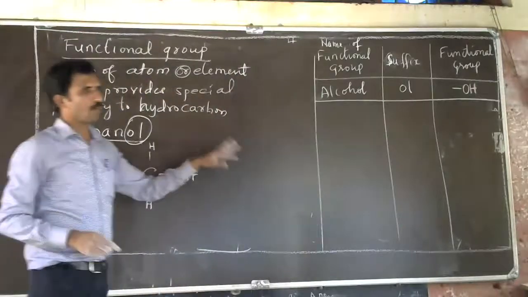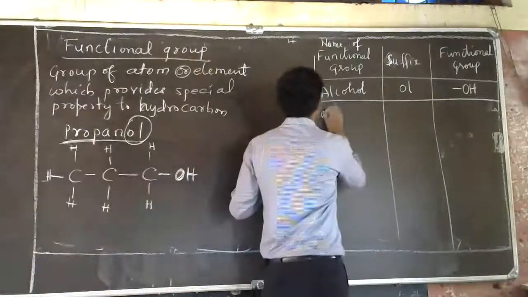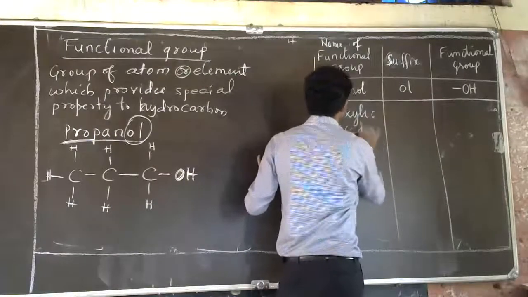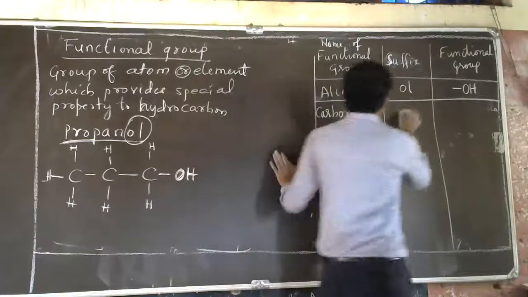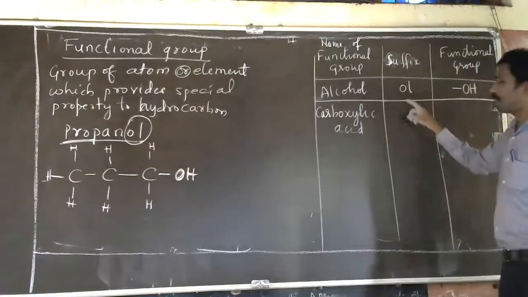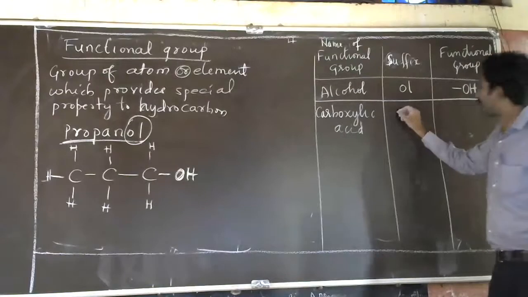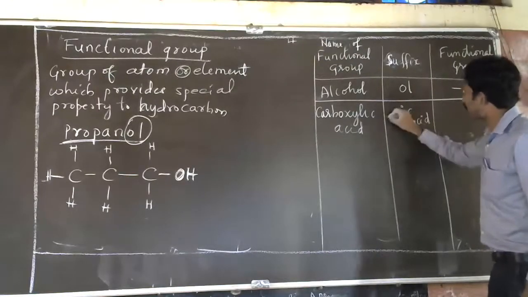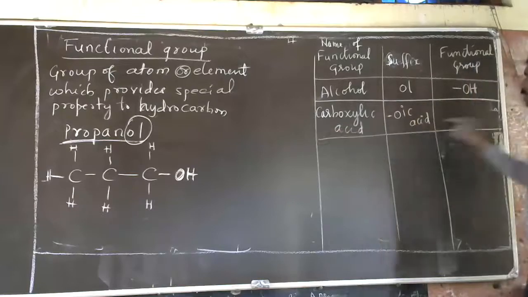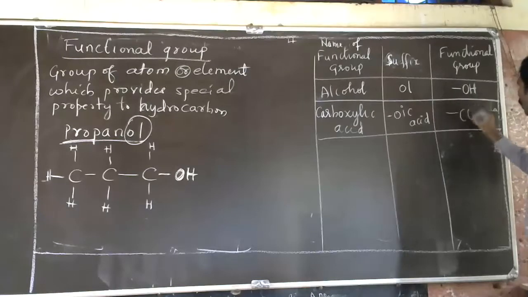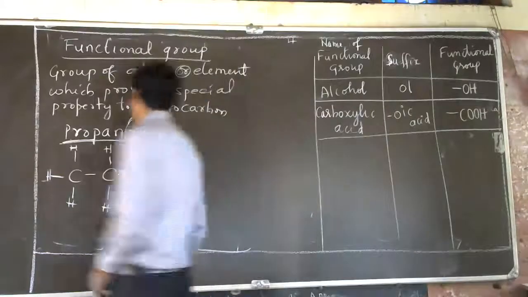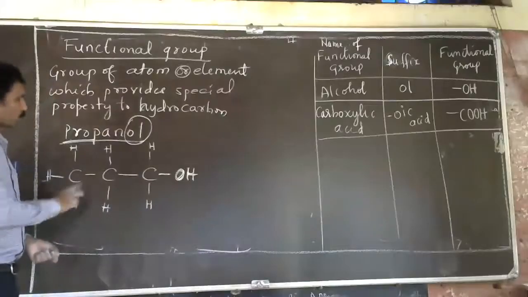So one more functional group is the carboxylic acid group. The suffix we use is oic acid, and the functional group is COOH. Like this it is.